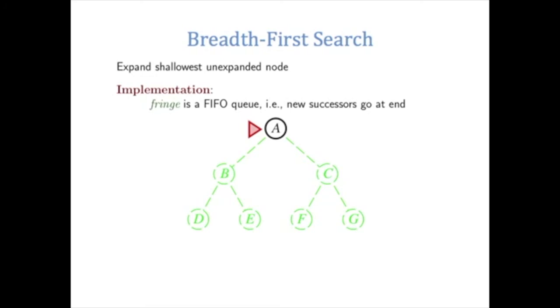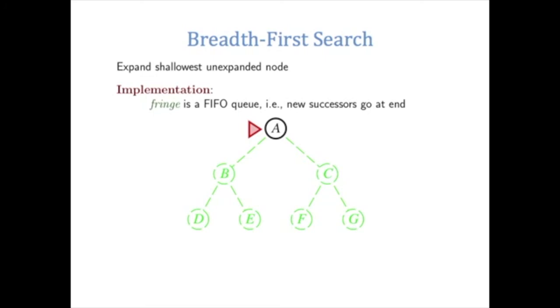So basically the fringe is a first in, first out queue. That is, we're going to look at the oldest node in our queue first, and new successors go to the end of the queue. Let's see how that works.